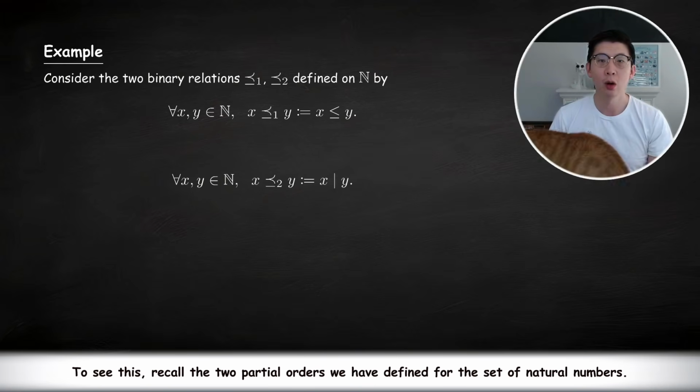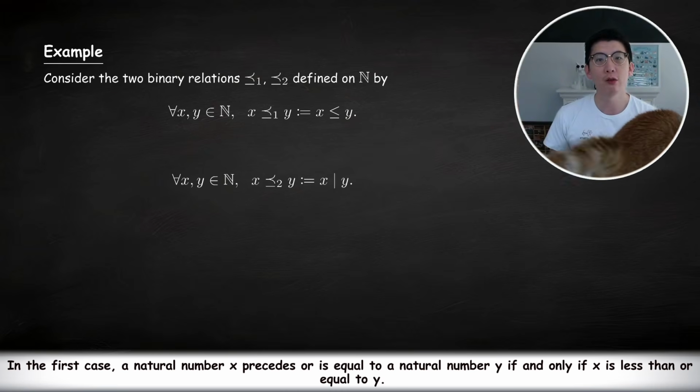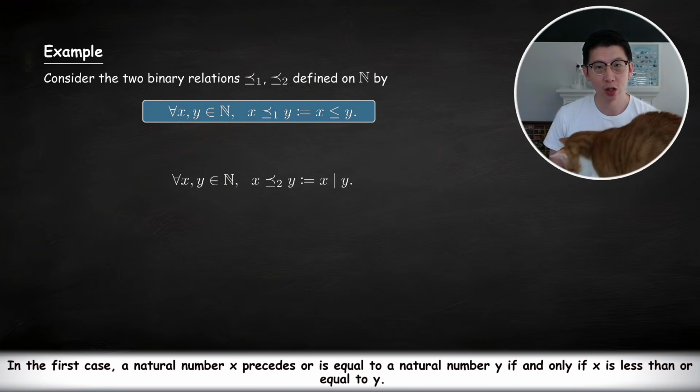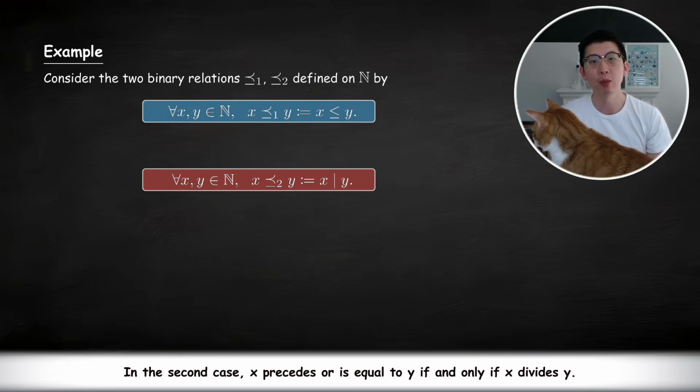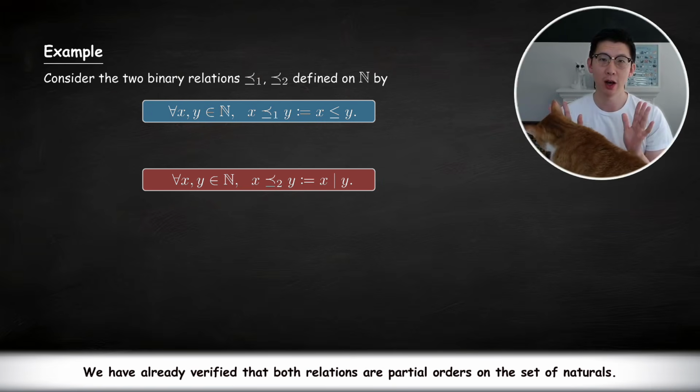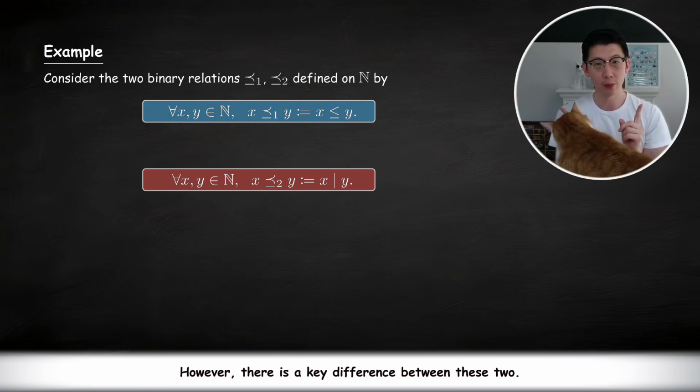To see this, recall the two partial orders we have defined for the set of natural numbers. In the first case, a natural number x precedes or is equal to a natural number y if and only if x is less than or equal to y. In the second case, x precedes or is equal to y if and only if x divides y. We have already verified that both relations are partial orders on the set of naturals. However, there is a key difference between these two.